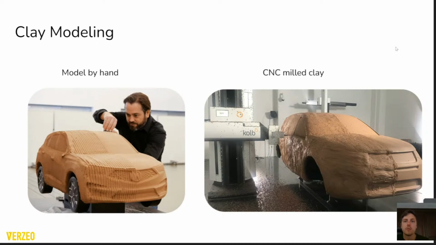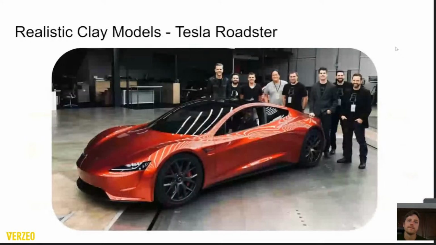But ultimately what they're going for is the CNC milled clay. So you see here on the right, this is a Land Rover. It looks similar to the Acura, so it kind of worked out. But this is the clay actually getting milled, and this is from computer-aided design software. So clay models can actually get to the point where they are so realistic.